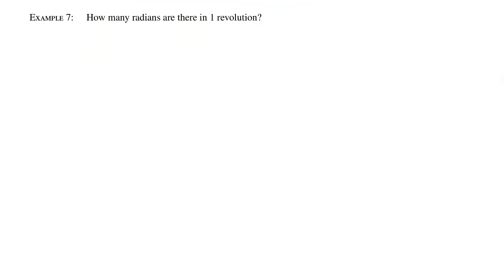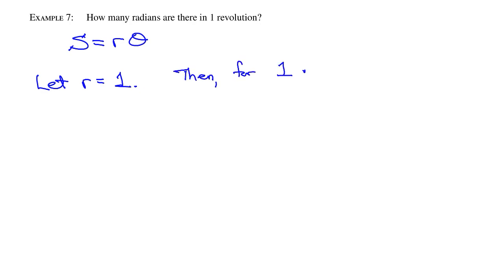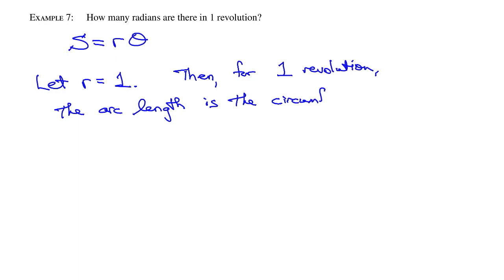Next, how many radians are there in one revolution? Well, let's develop that formula and that answer by starting with the arc length formula. S is equal to r theta. And let's just go ahead and suppose that we have a circle whose radius is 1. Well, what do we know about that? Then, for one revolution, the arc length is the circumference of the whole circle.